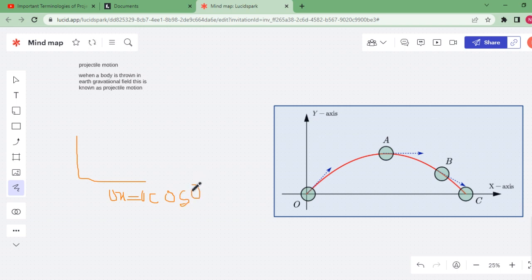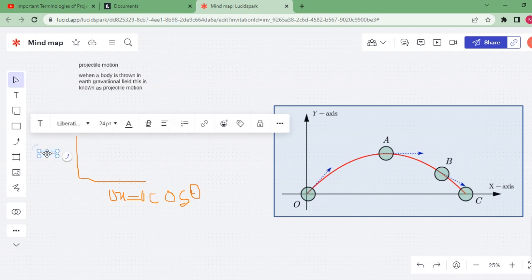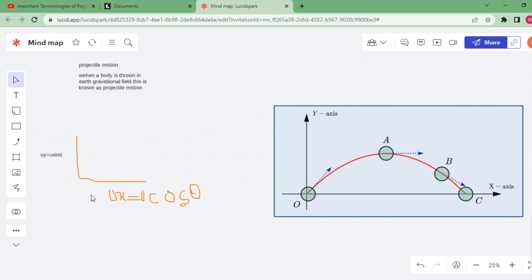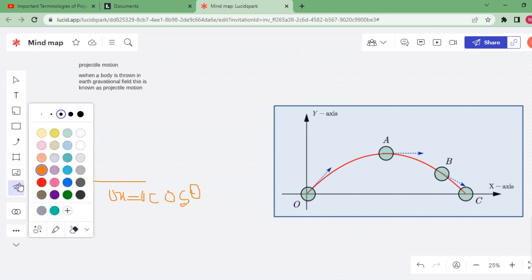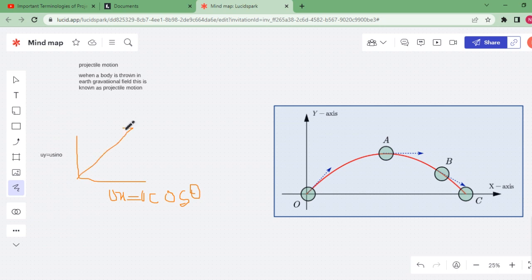Okay, wait, it's taking time. uy is equal to u sine theta. Theta, I can use O for theta, right? So here, this is the initial velocity, the u acting upon this body, the initial velocity.